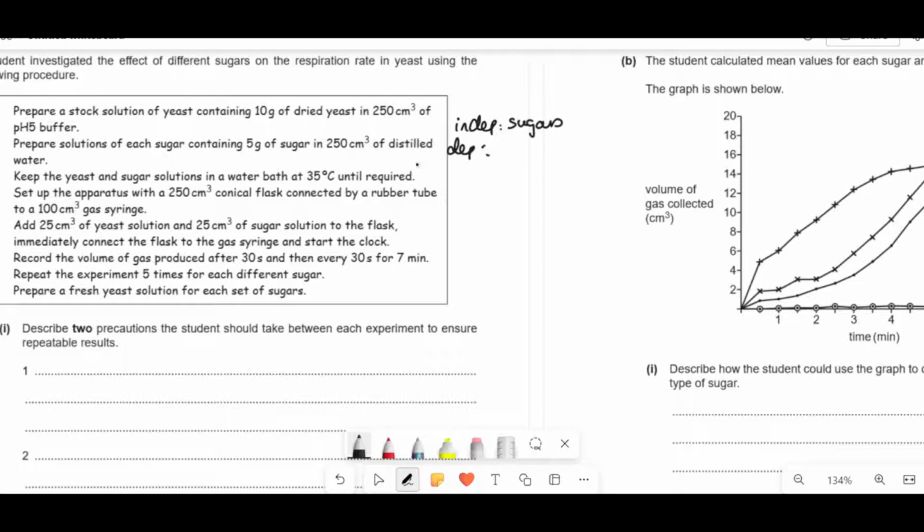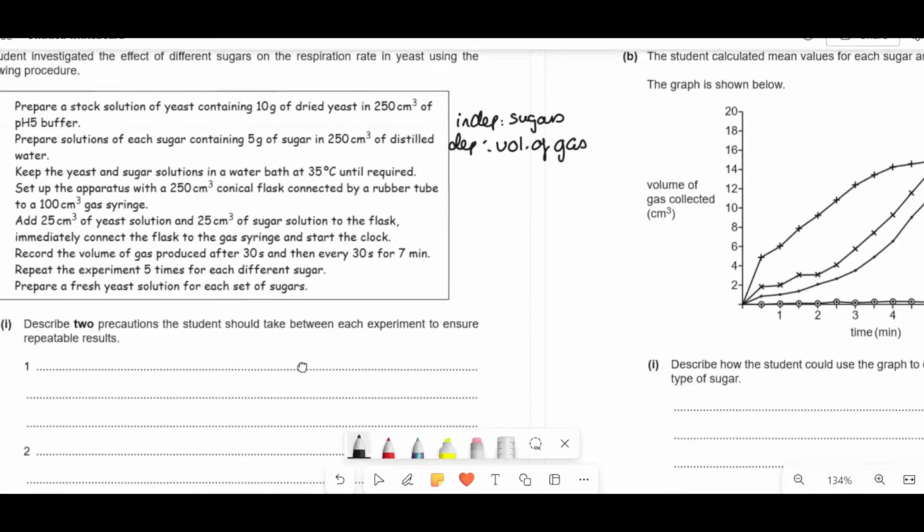So they keep the yeast and sugar in a solution until required. They then set up the apparatus with a conical flask, rubber tube, and gas syringe, and then they added this and this to the flask, immediately connected it, started the clock, and then recorded the volume of gas produced. So the dependent measure is the volume of gas, which they are using as a representative of respiration rate. Then it says repeat the experiment 5 times for each different sugar, and prepare a fresh yeast solution for each set of sugars.